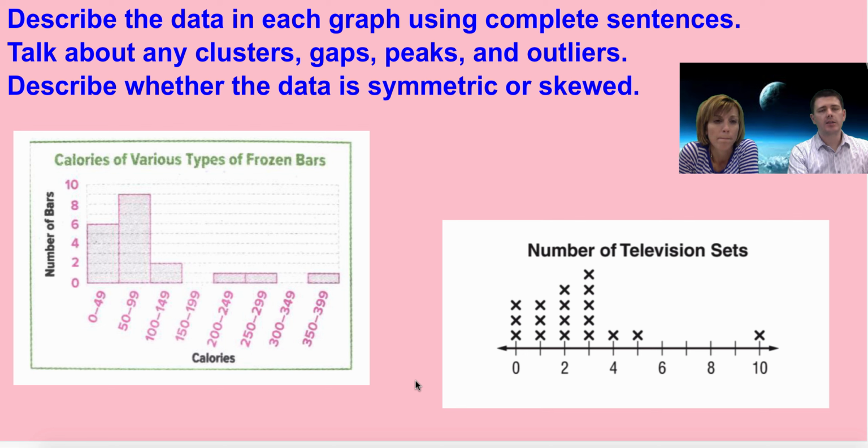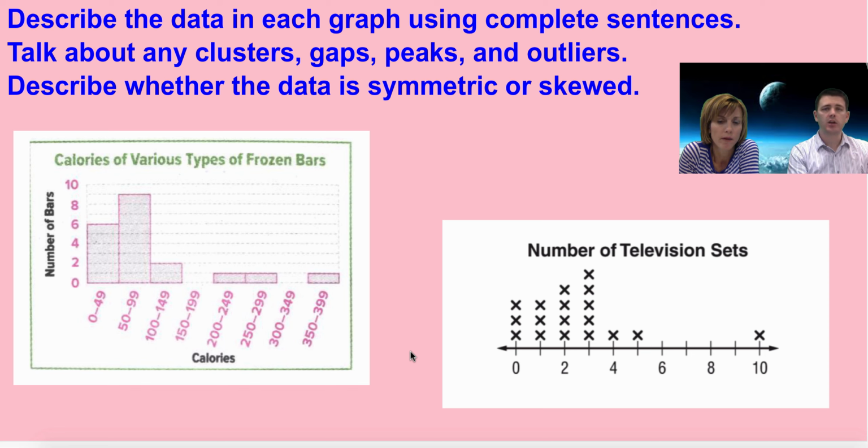All right, the last two are for you. Again, complete sentences. You should have at least 4 or 5 different sentences for each one of these describing it. You should have a sentence about, are there any clusters and where are they located? What's the range? Are there any gaps or peaks to the data? And then are there any outliers or something that looks like it could be an outlier in your data? Then one good sentence to finish it up.